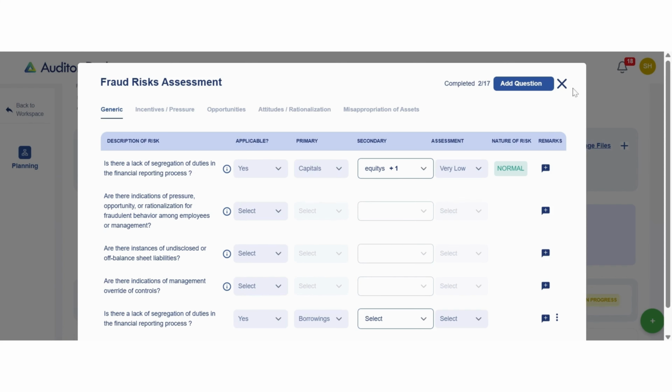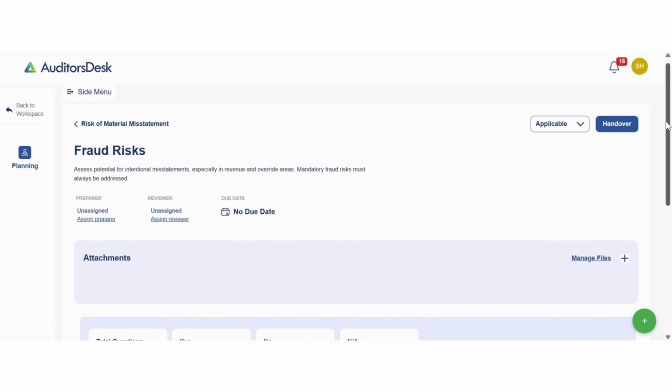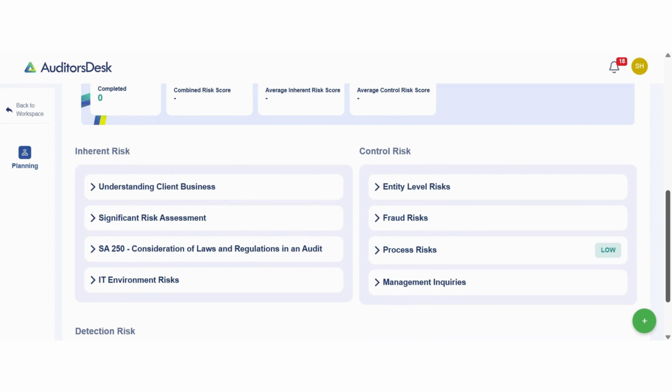Our auditors are required to specifically evaluate fraud risks as per SA-240, the auditor's responsibilities relating to fraud in an audit of financial statements. This section in the software ensures fraud-related concerns are formally documented, linked to controls, and appropriately tested.